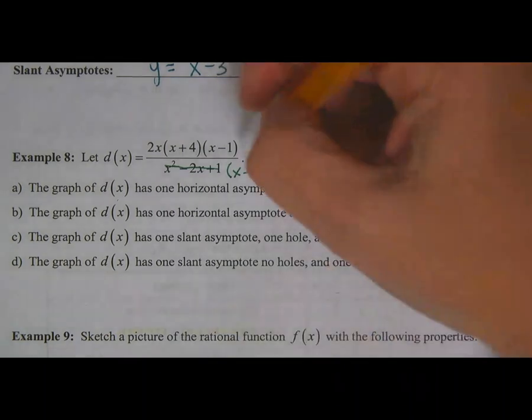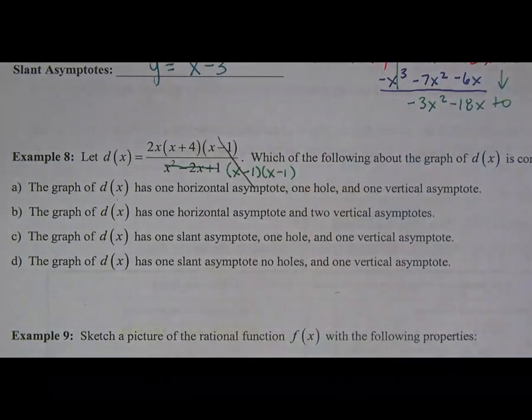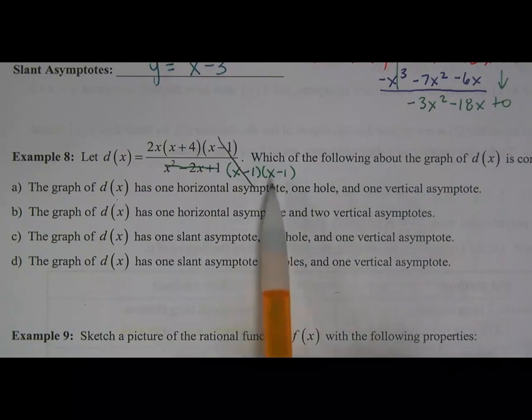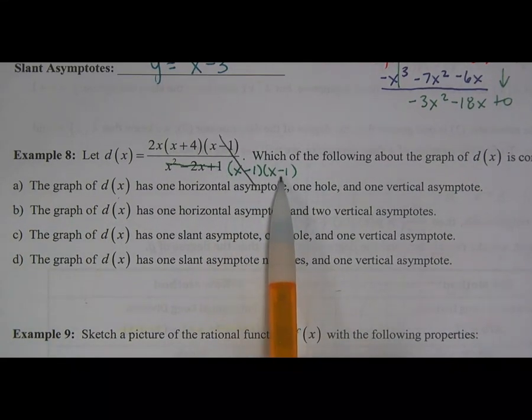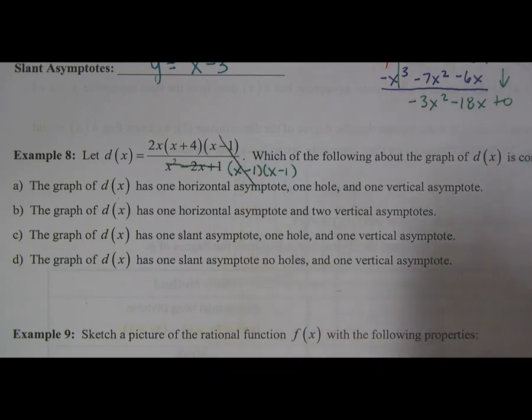Isn't the rule that if something cancels out, it's a hole? But there's not a hole at 1. Can you tell me why? There's still that factor, even though those canceled, there's still an x minus 1 in the denominator. What that means is there's a vertical asymptote at 1. Remember, you can't have both a hole and a vertical asymptote in the same location. So there is a vertical asymptote.